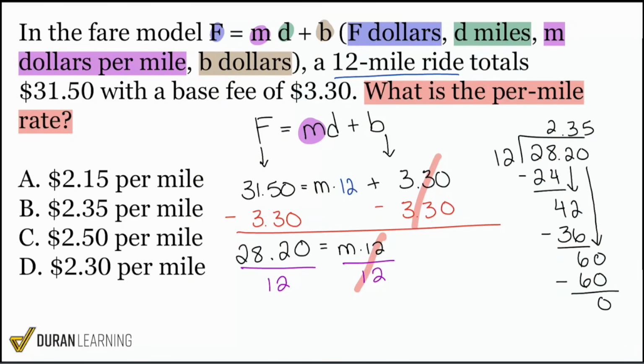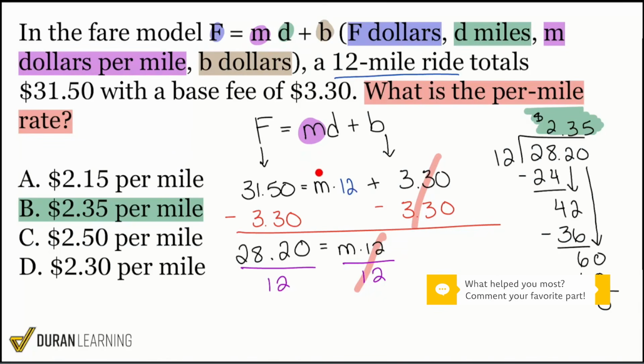Our final answer, my party people, is going to be $2.35 per mile, because that is the rate that we were trying to find. $2.35 per mile. And a good way to check your work here, everybody, is to plug the $2.35 right over here for m, and you'll see that all of this together will get us to $31.50.